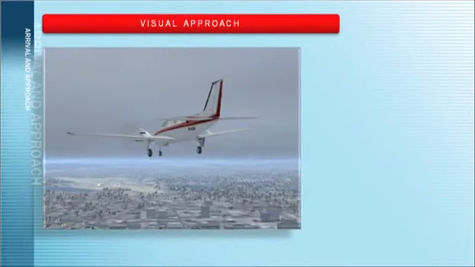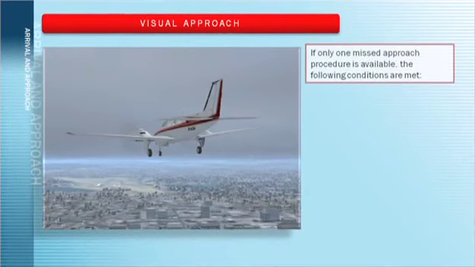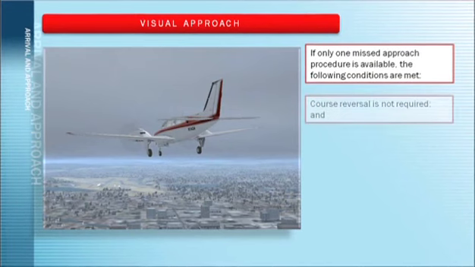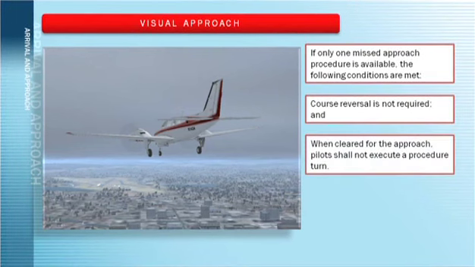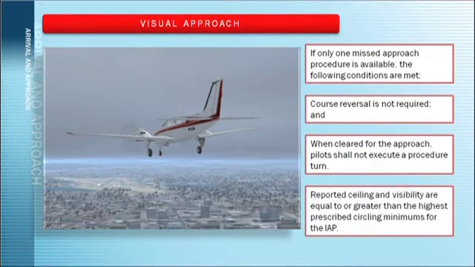There's more on visual approaches. If only one missed approach procedure is available, the following conditions are met. Course reversal is not required. When cleared for the approach, the pilot shall not execute a procedure turn, and the reported ceiling and visibility are equal to or greater than the highest prescribed circling minimums for the IAP.